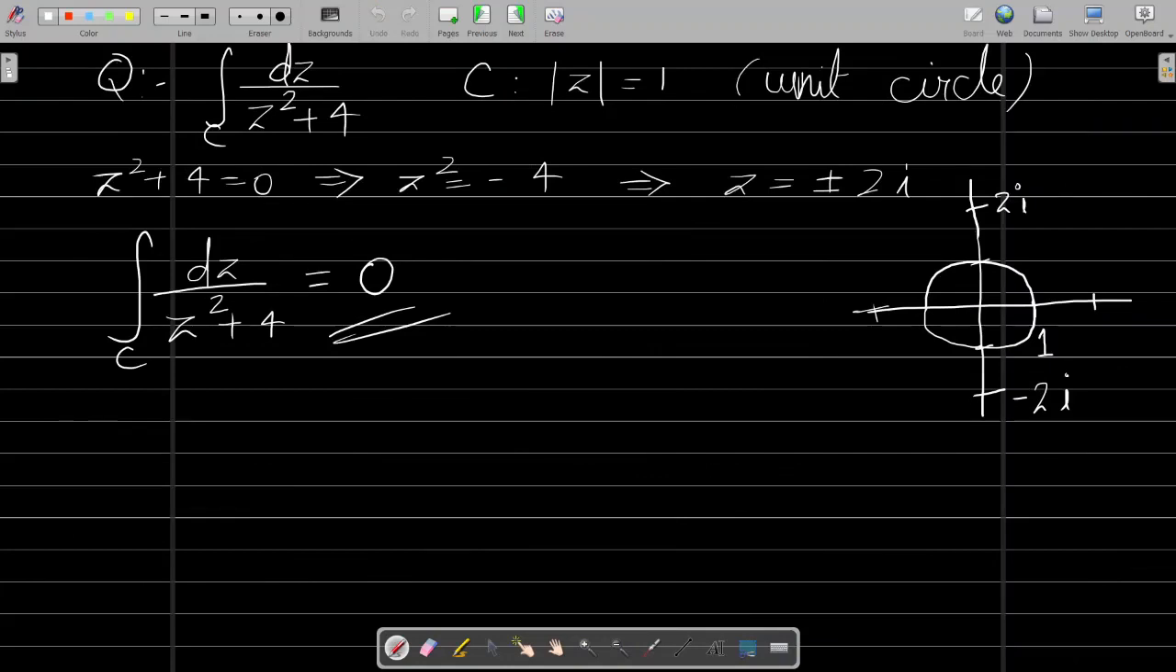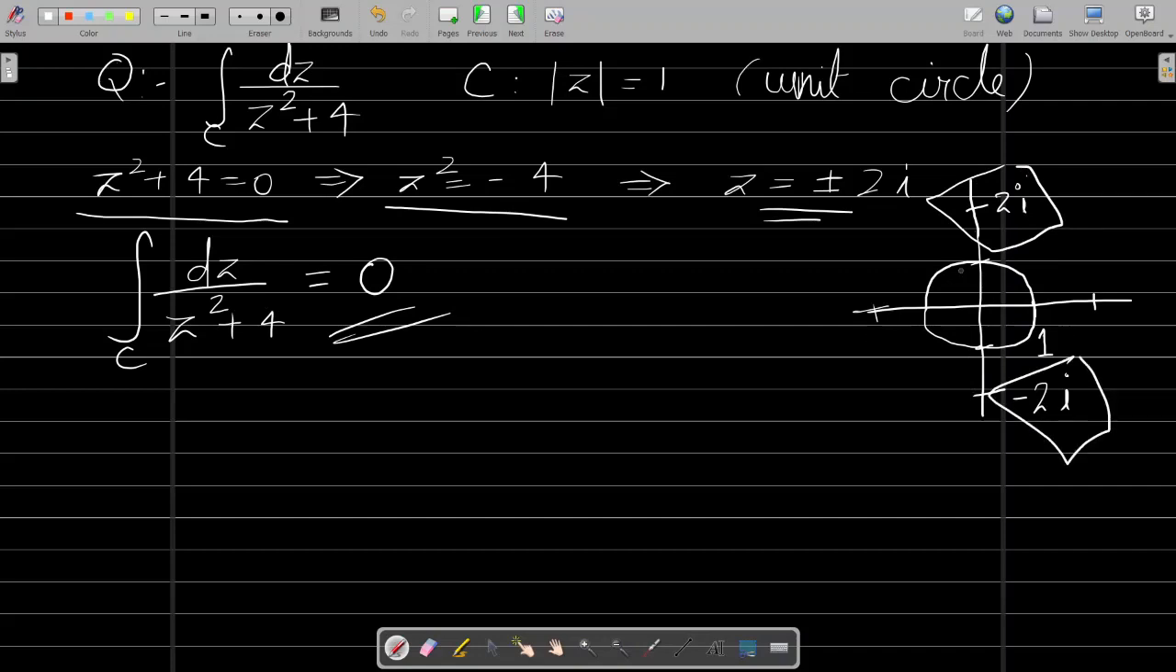Integral over c of dz by z square plus 4, where c is the unit circle, mod z equal to 1. Again, z square plus 4 equal to 0 means z square equal to minus 4, or z equal to plus or minus 2i. Now if you consider the unit circle, both plus 2i and minus 2i are outside of our region. So this is our region in which we are trying to integrate, the integral over c, mod z equal to 1. Now both the points where the function is not analytic are outside of our region, or in other words, the function is analytic inside mod z equal to 1.